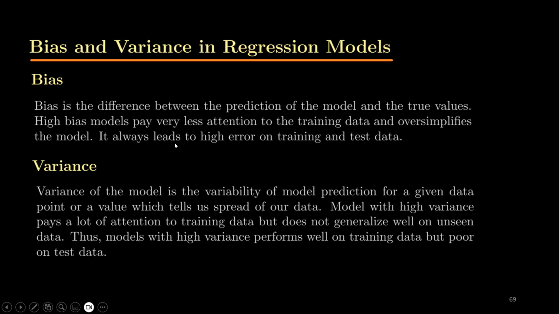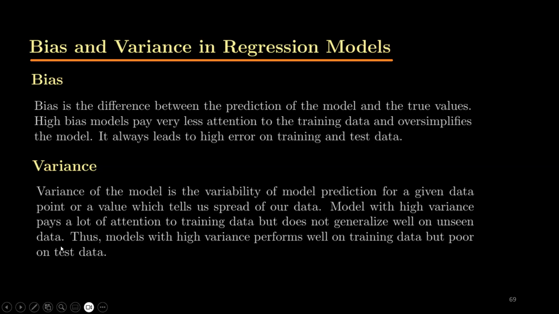So a high bias model has high error on both the training and the testing components of the data. On the other hand, the variance of a model is the variability of a model prediction for a given data point or value, which tells us the spread of our data. When a model is trying to predict some data sample or test sample, sometimes the prediction is close to the true value and sometimes it is far away from the true value. In that case, we need to calculate the variability of the model prediction, and that is defined by the variance of the model.